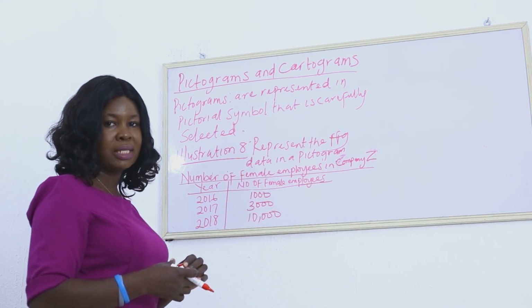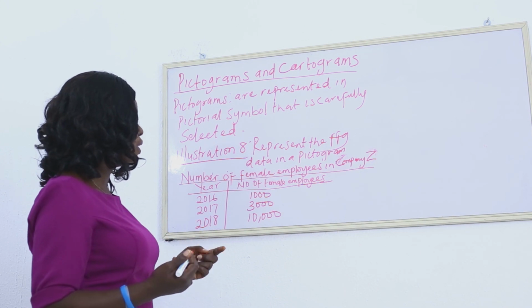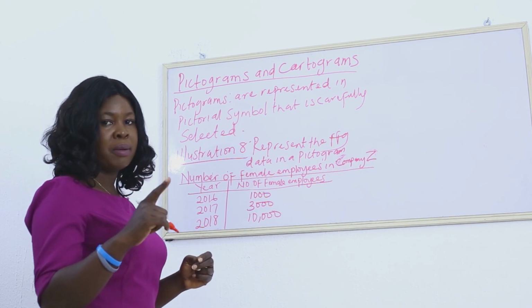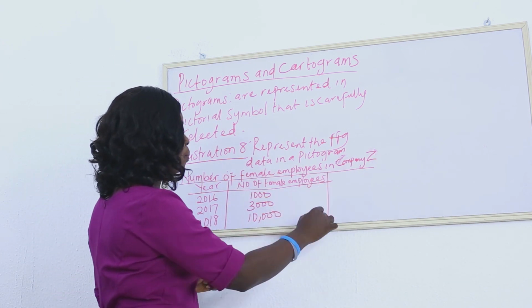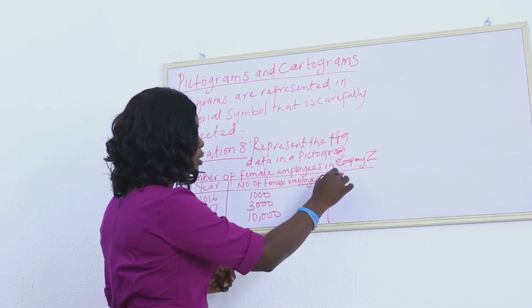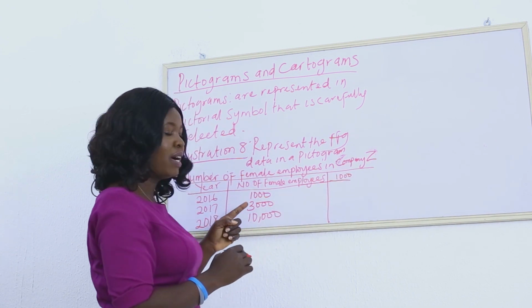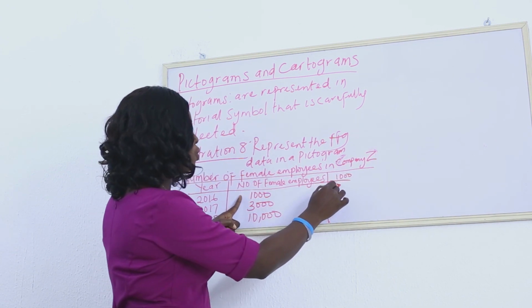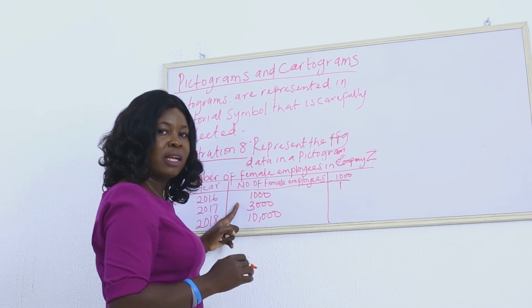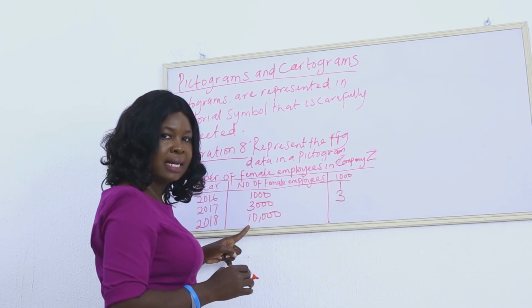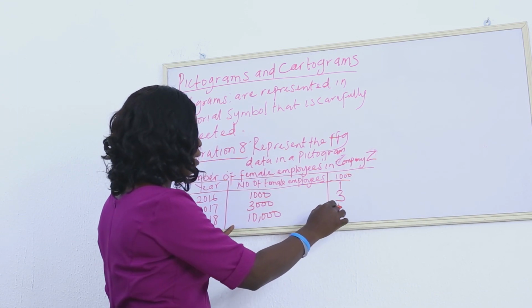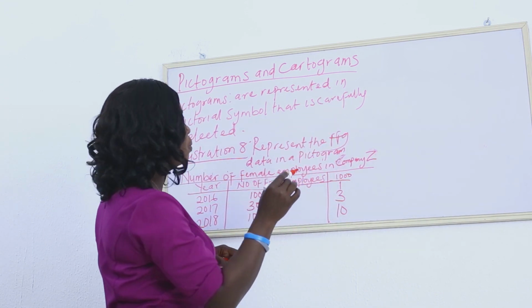To make this very easy, I'm going to represent 1,000 employees by one picture. So I'm going to divide each of these numbers by 1,000. If I divide 1,000 by 1,000, it will give me what? 1. 3,000 by 1,000 gives me 3 pictures. And 10,000 divided by 1,000, I'll have 10. So I'm going to represent it on the board now.